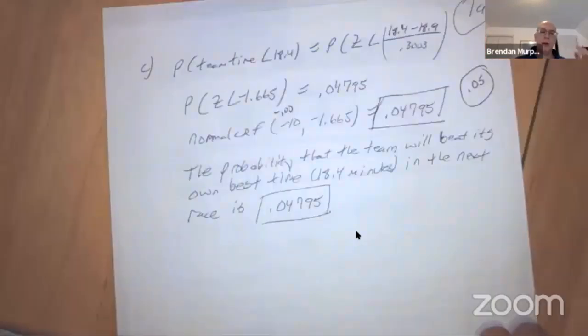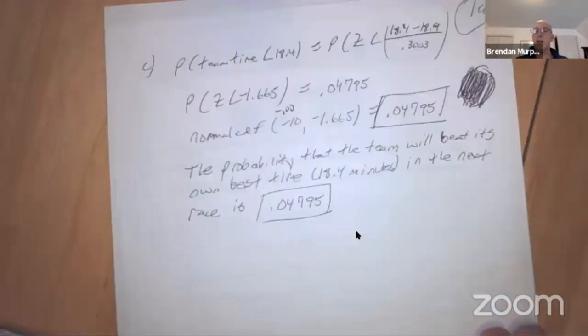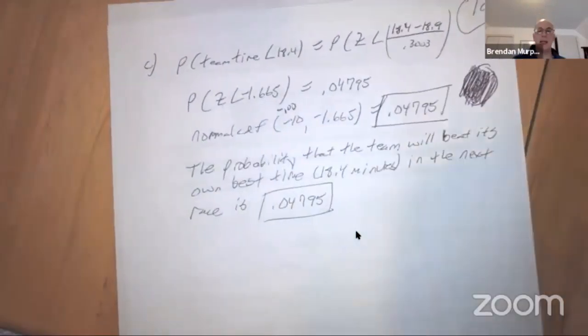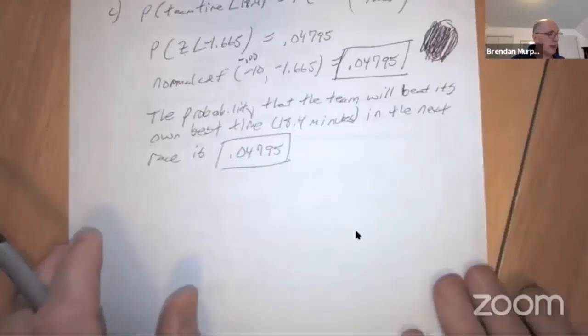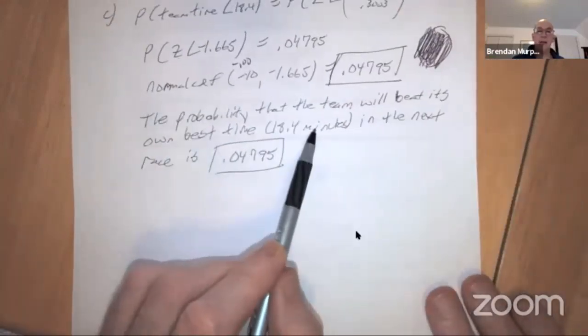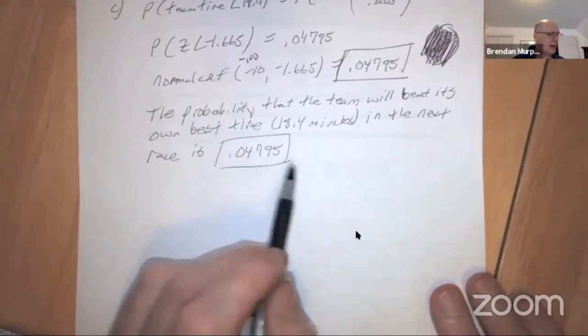As a stats teacher, we just did inference a couple of weeks ago, and I wanted to compare that to 0.05, but this problem didn't really ask me to do that, and there was no need to do it here. So the probability that a team will beat its own best time, 18.4 minutes, in the next race is 0.04795.